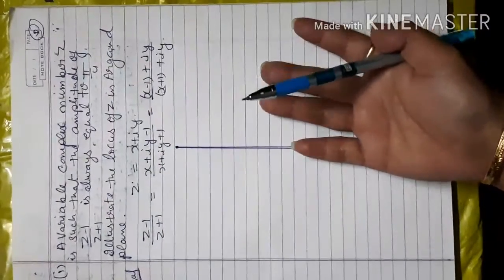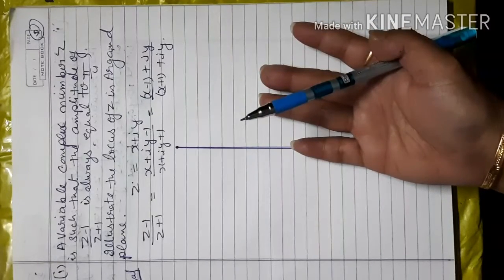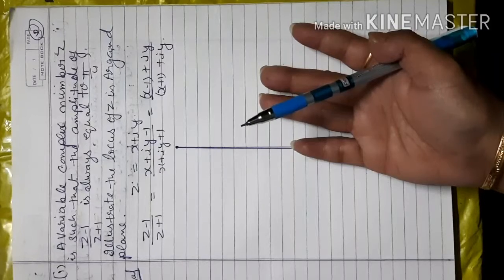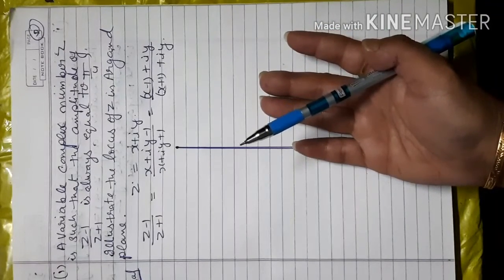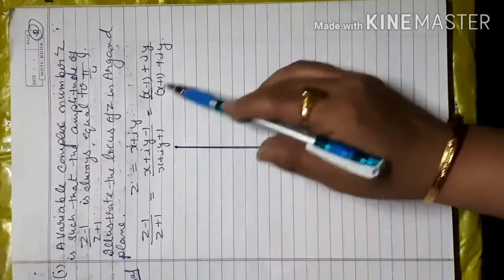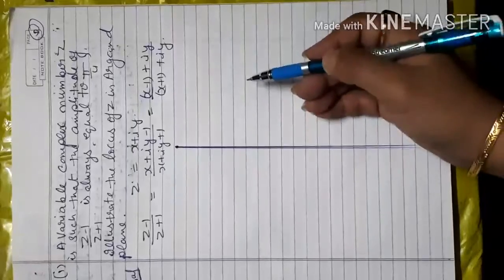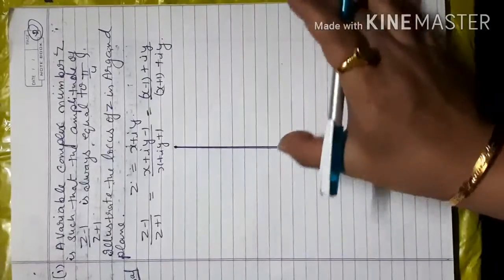For finding the location of any complex number, first I need the equation, whether it is an equation of a line or an equation of a circle, so that I can easily place that line or curve in the Argand plane. In this question I will go with two methods: first with the amplitude formula, and then without the amplitude formula.